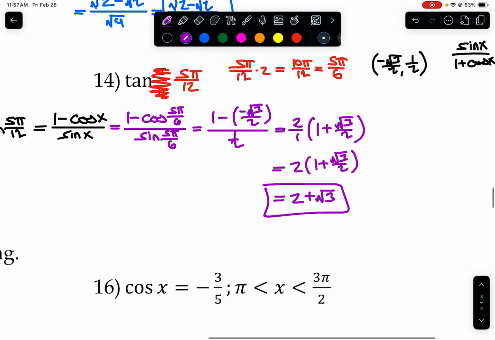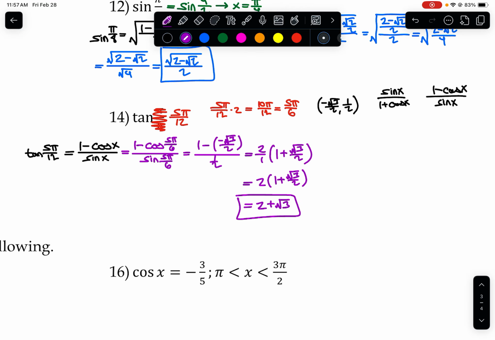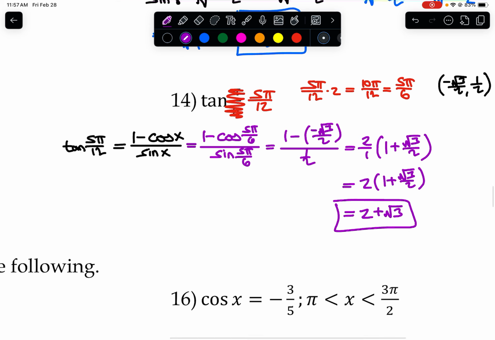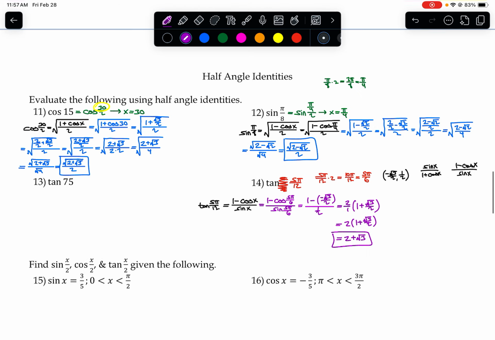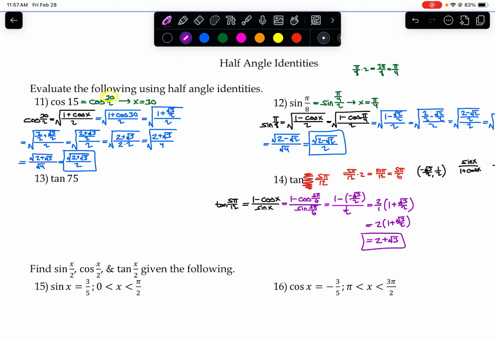which should look familiar from when we did sum and difference identities. And as you can see, this was way quicker, and personally I think way easier than doing a sum and difference identity for tangent. So I think the half angle identities for tangent are actually way more manageable than the sum and difference, but that's just me.